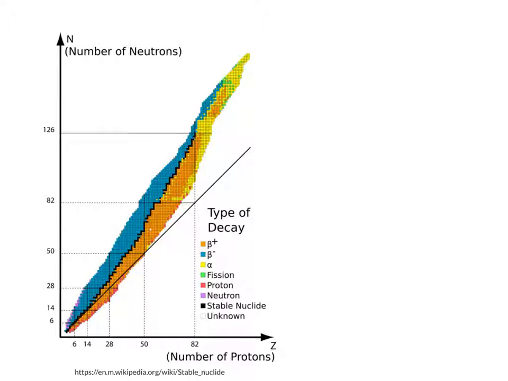In this video, we're going to look at nuclear stability and the types of nuclear decay that can occur. This figure shows the number of neutrons as a function of the number of protons for a series of nuclides. Notice that in this figure, the stable nuclides are designated in black.